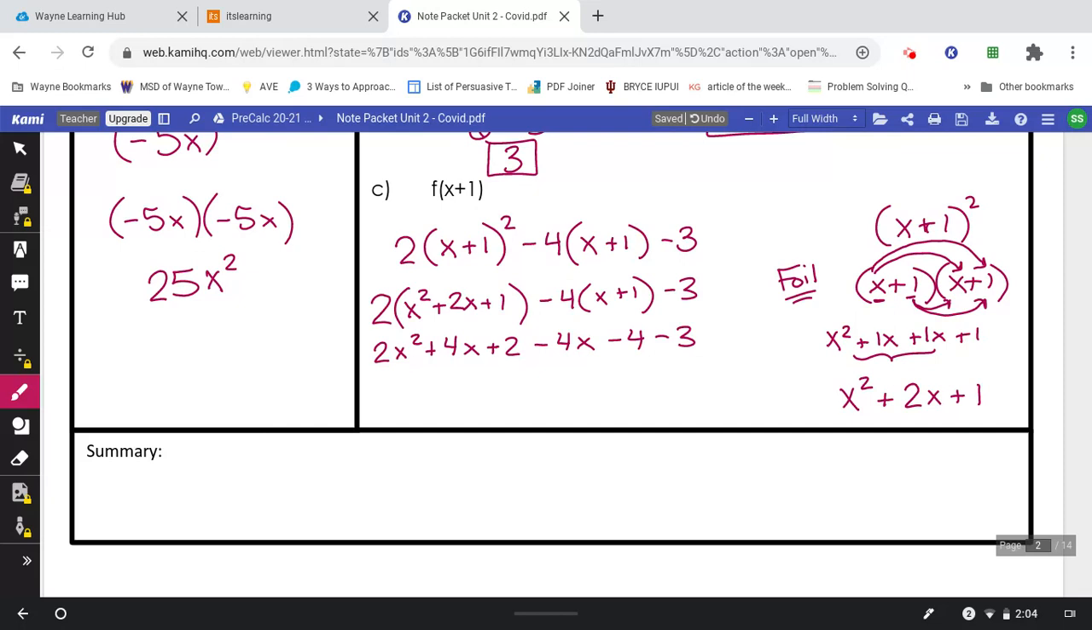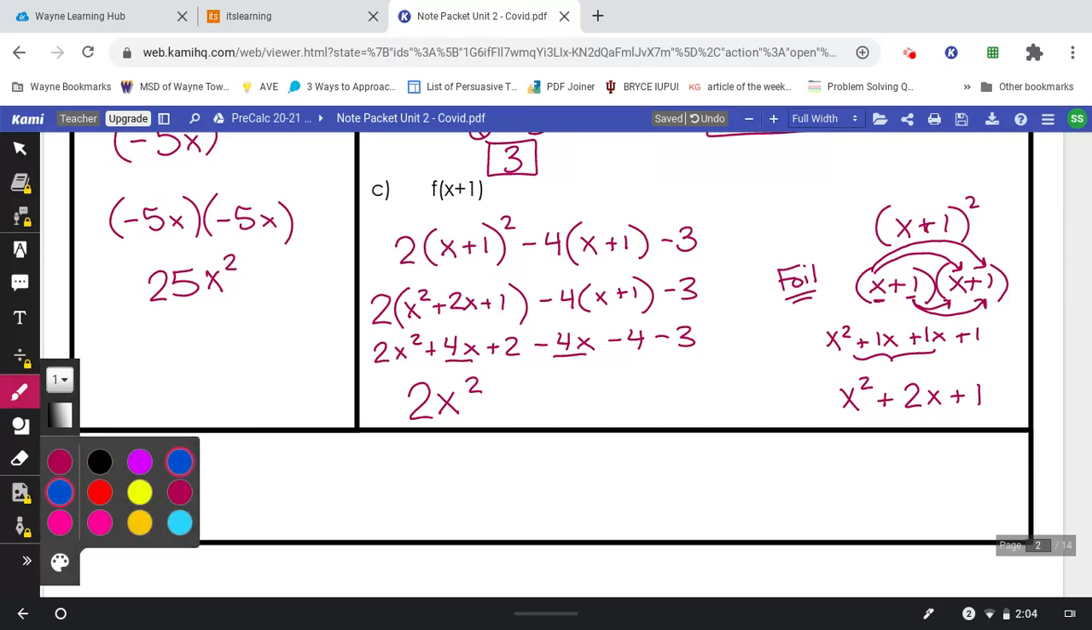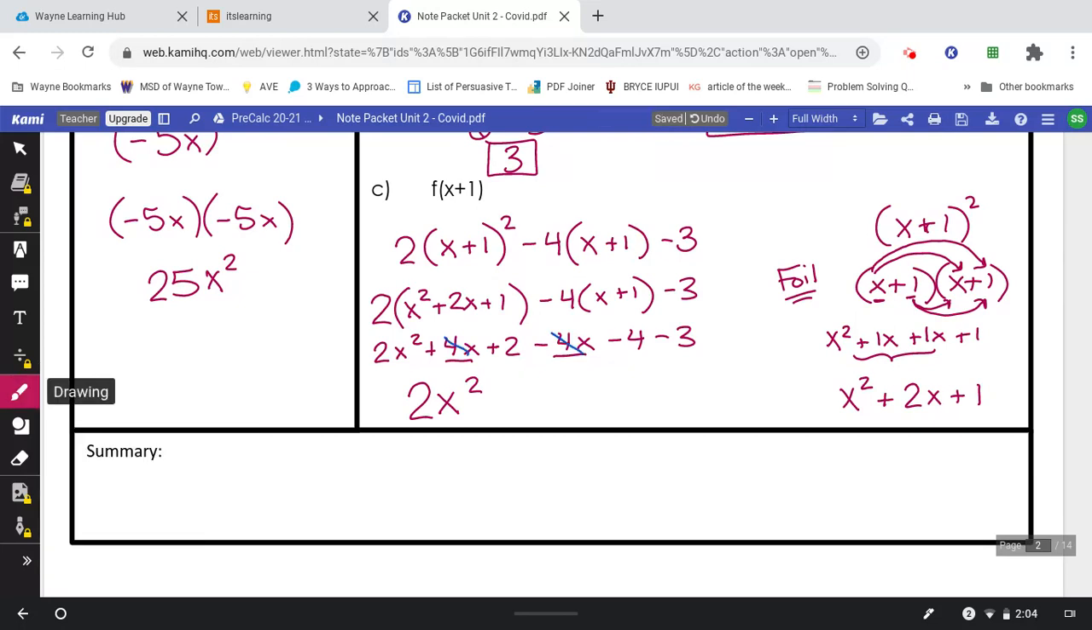So I look for the x squares first. I only see this 2x squared, so I'll bring that down. Then I look at all my x's. I have a 4x here as well as a negative 4x there. Those actually cancel out. Then I'm going to combine my positive 2, my negative 4, and my negative 3 to get negative 5. And I'll write my final answer as 2x squared minus 5.